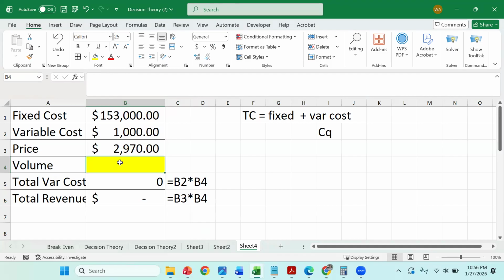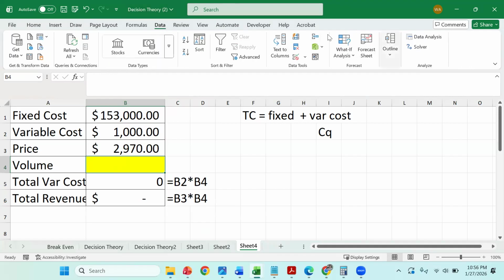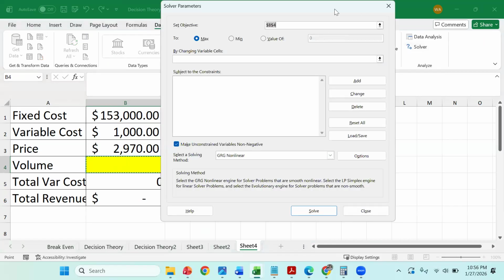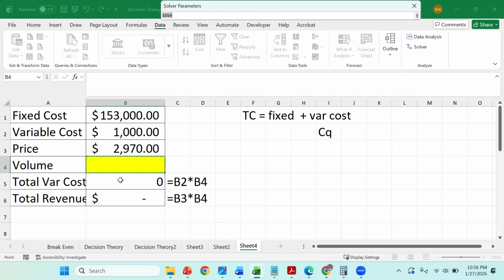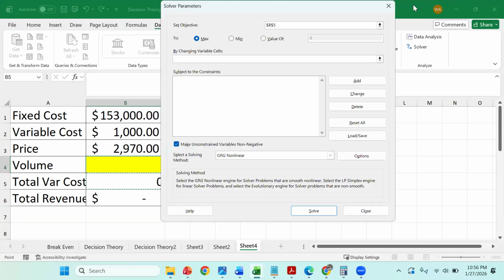Okay. So let's go into Data, Solver, and then let's work our way down. For my objective cell here, I'm going to take any one of these. I'm going to say, let's set this equal to my total variable cost. Okay. And I'm going to, oh, before I go into there, actually, let me pause for a moment because I missed one last step.